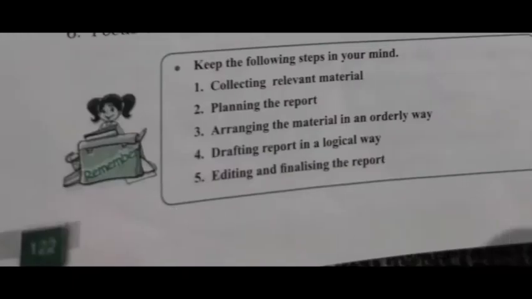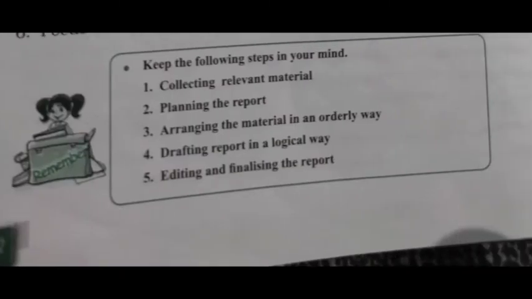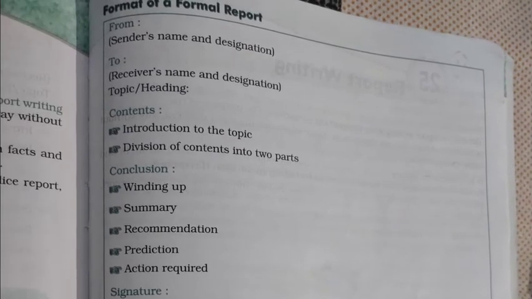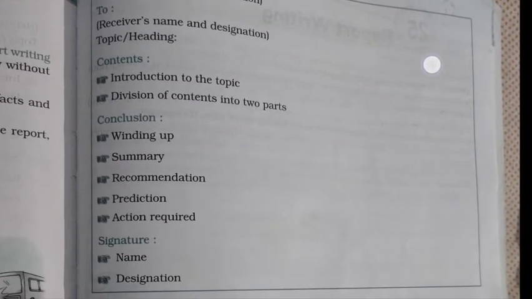Now we will see the steps. Collecting relevant material, that is there. Planning must be there. Arranging material in a systematic way. Drafting the report in a logical way. Editing and finalizing the report. You have to pen down your points in rough, then you have to finalize it. The format of a formal report: first of all, from the sender's name and designation, then to the receiver's name and designation, then contents: introduction of the topic, division of the topic, conclusion, and signature. All are there.